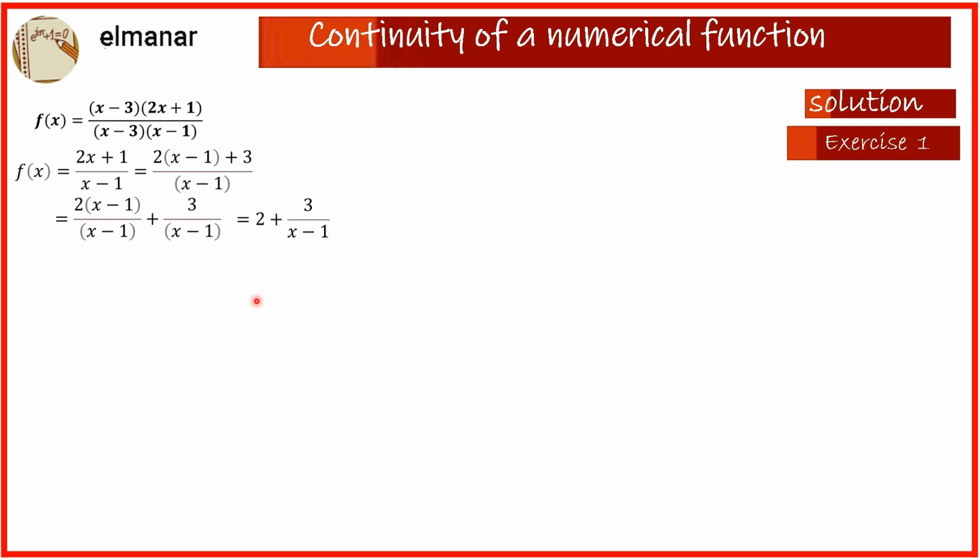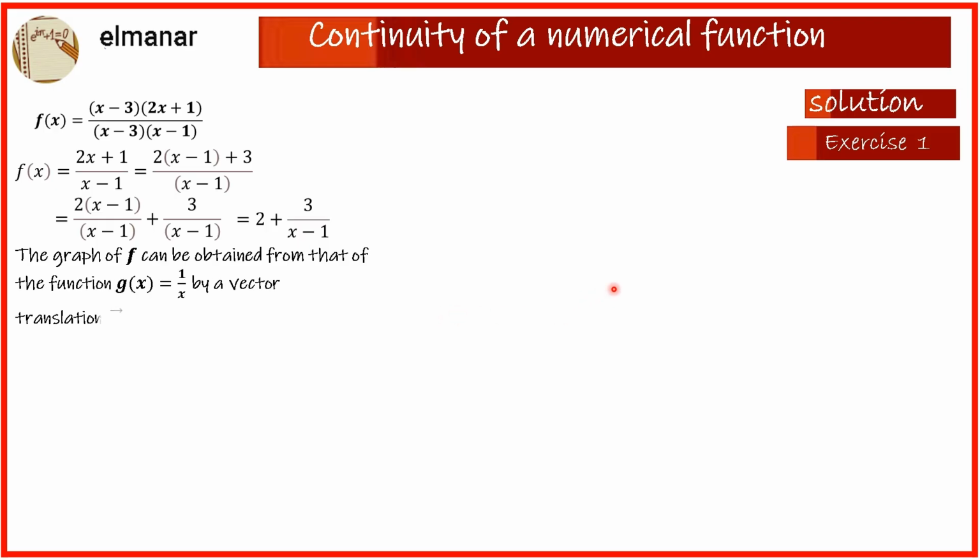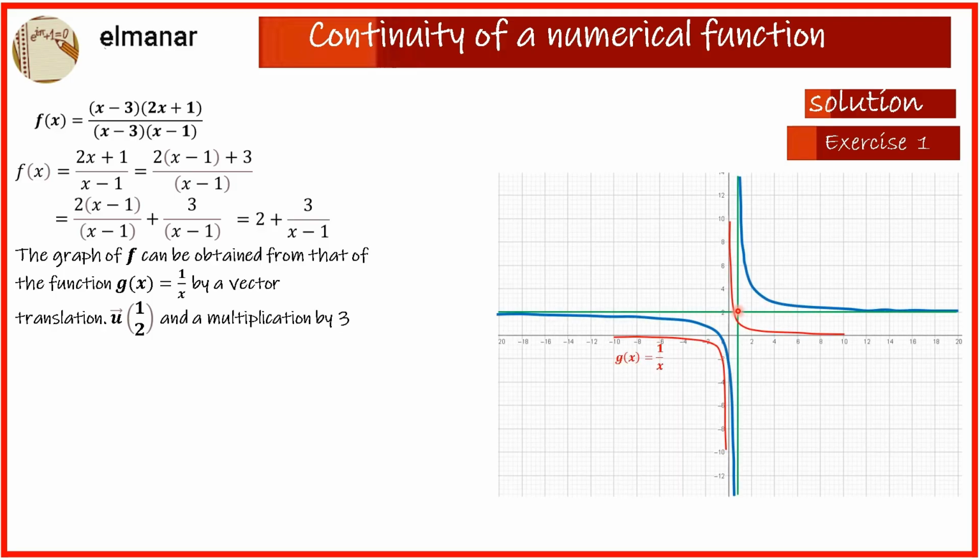At this point, we can make a graphical connection. This function resembles a transformation of the function g of x equals 1 over x. You can get the graph of f from that of g by applying a translation, that is, a shift, by a vector with coordinates 1 and 2, and then multiplying by 3. Now, let's focus on the point x equals 1. We'll study the limit of f of x as x approaches 1, first from the left, then from the right.